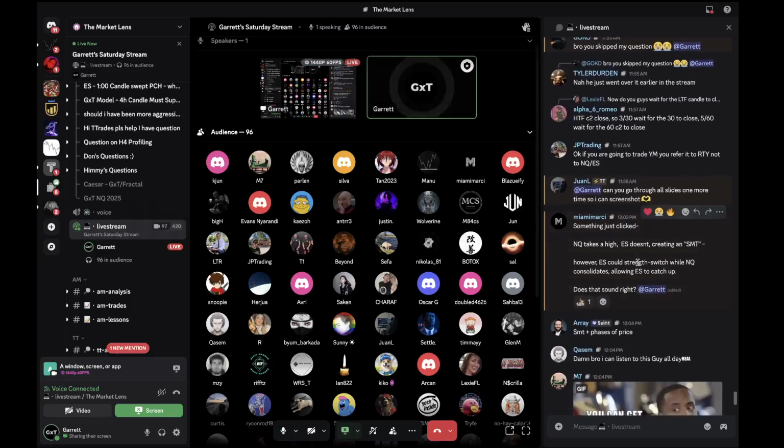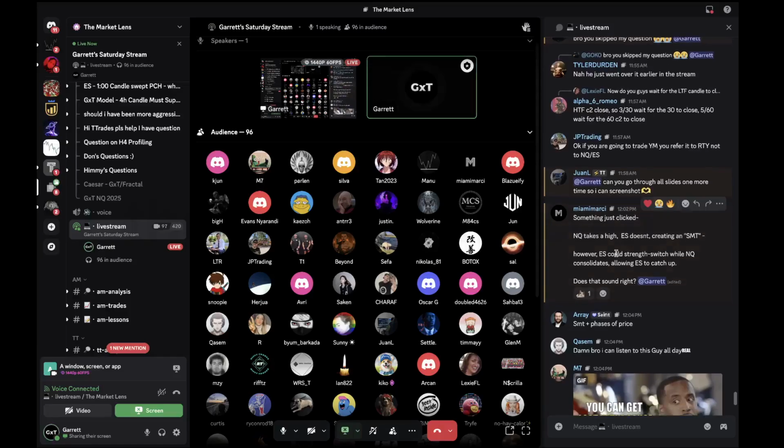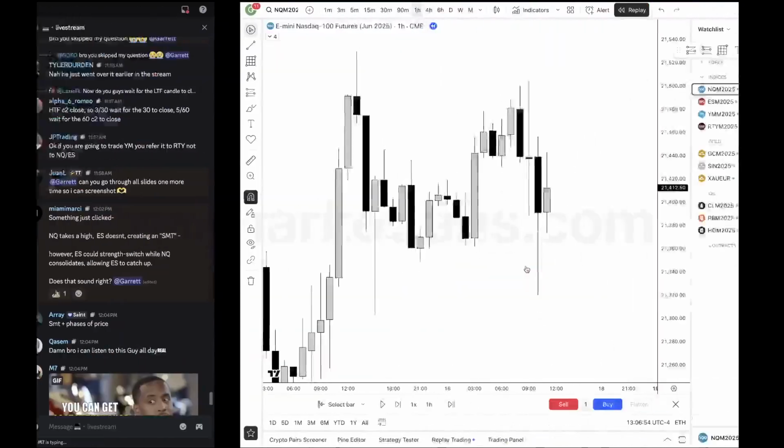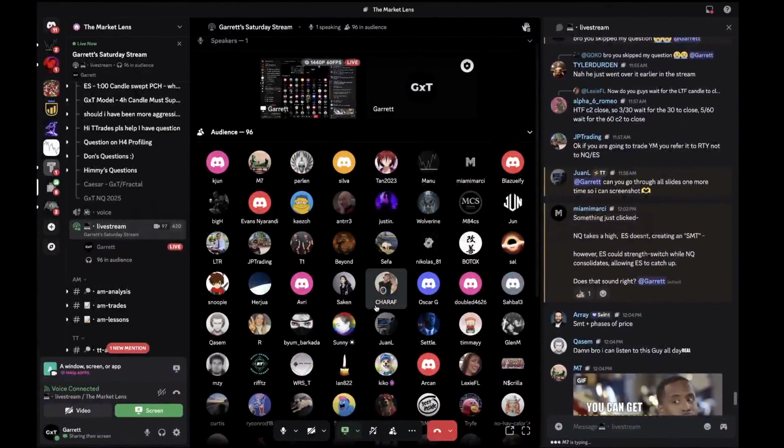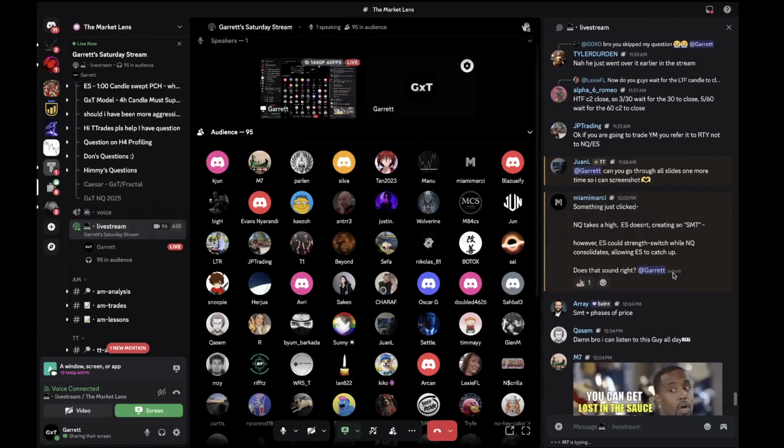Something just clicked. NQ takes a high. ES doesn't, creating SMT. However, ES could not string switch well. NQ consolidates, allowing ES to catch up. When was that again? ES string switch well. Yeah, pretty much, yeah.